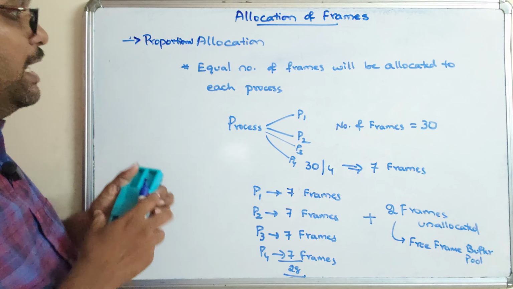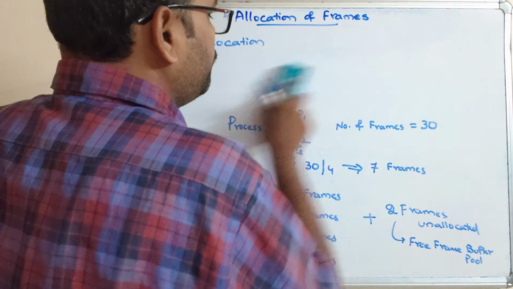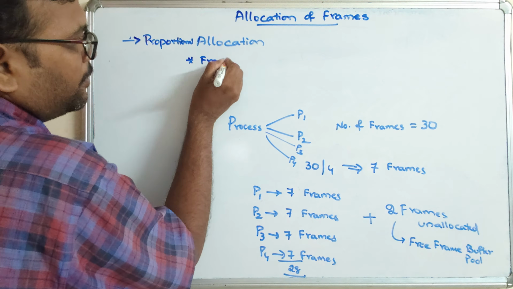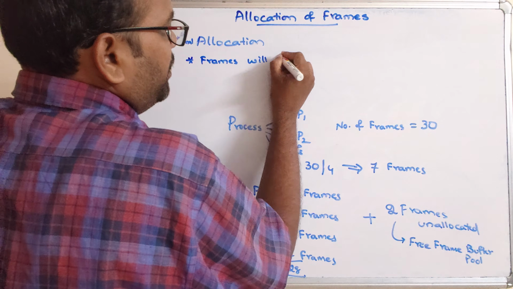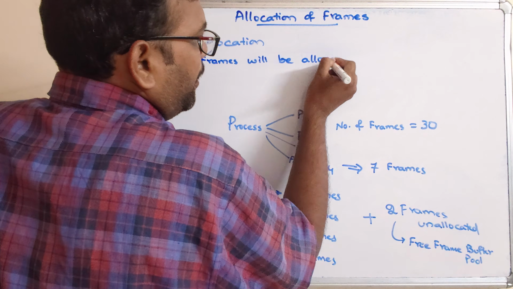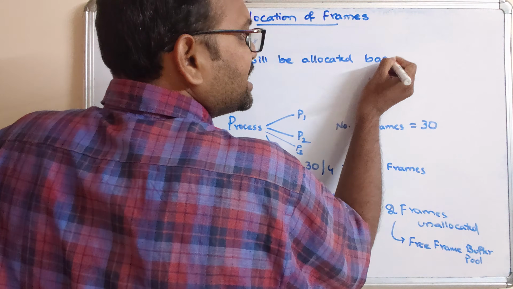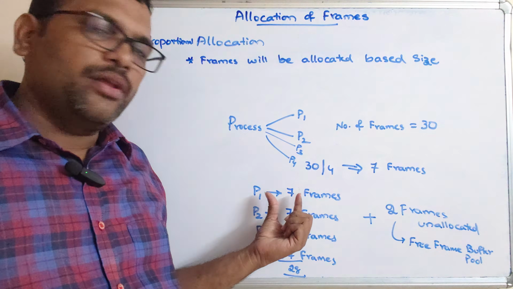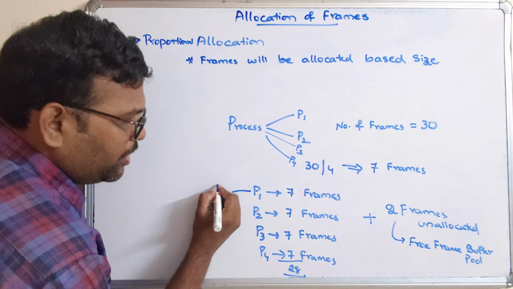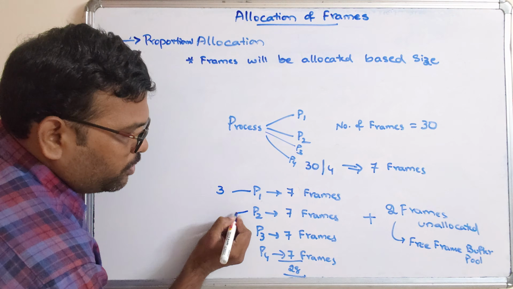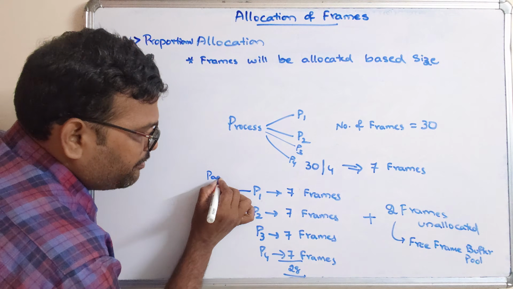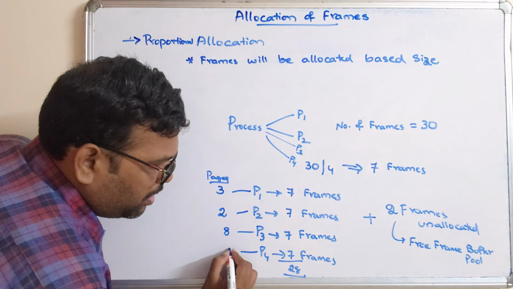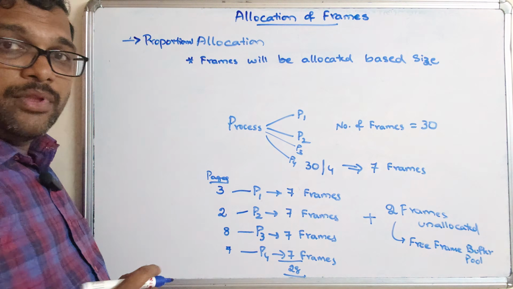Proportional allocation. In proportional allocation, the frames will be allocated based on size. Why? Because here, if P1 has only 3 pages and P2 has only 2 pages, this is just a pages example, and P3 has 8 pages, another has 7 pages, right?